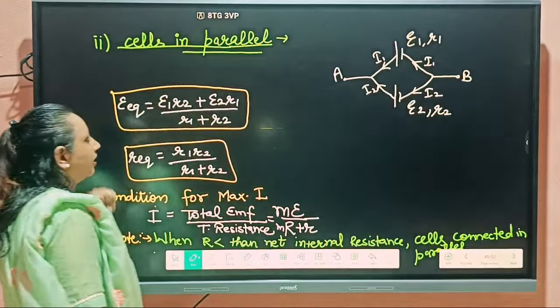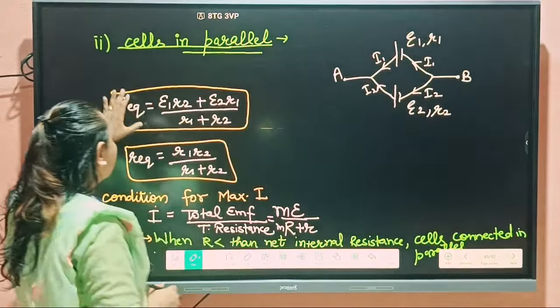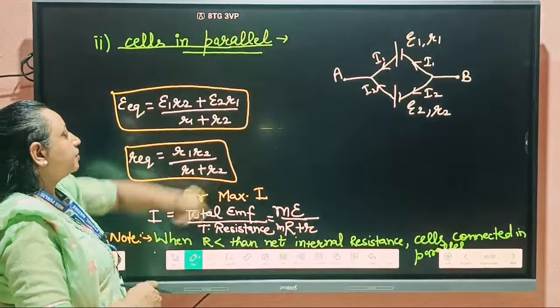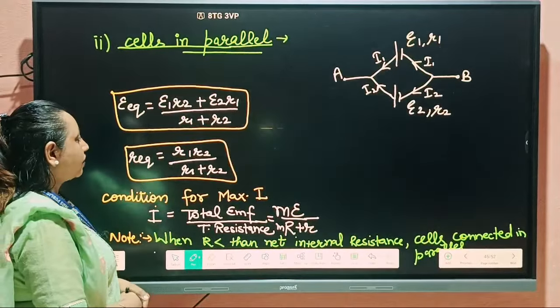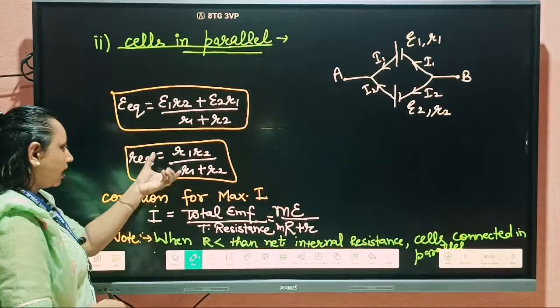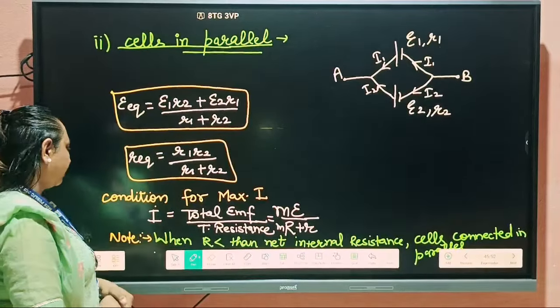So what is the formula for equivalent EMF and resistance in parallel combination? E equivalent is equal to E1 R2 plus E2 R1 upon R1 plus R2. Hence R equivalent is equal to R1 R2 upon R1 plus R2. These are the formulas used for E equivalent and R equivalent.